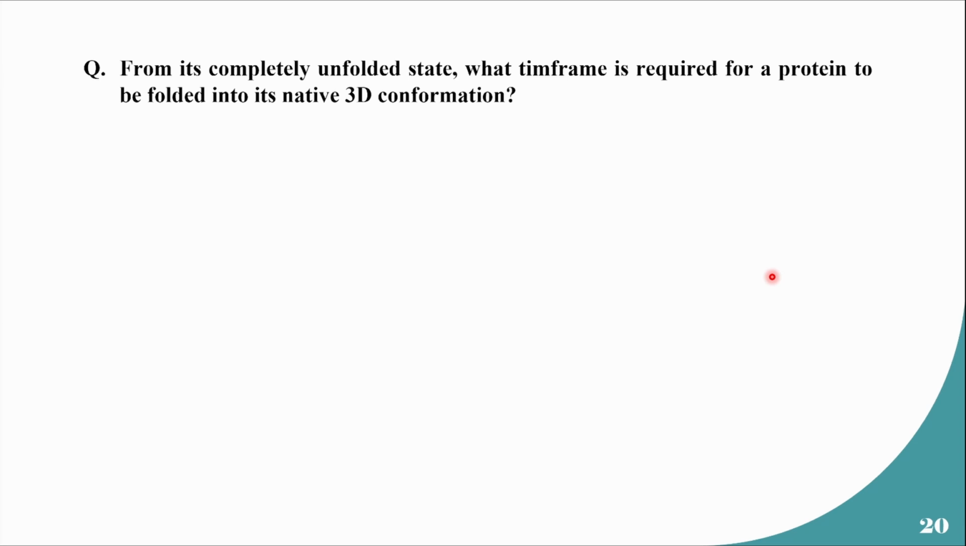So if we simulate our protein starting from an unfolded state, let's say we want to see the different intermediate stages and we ultimately want to reach the folded state. What sort of time frame do we have to simulate our system for? What time frame is required for a protein from an unfolded state to reach a native 3D conformation?